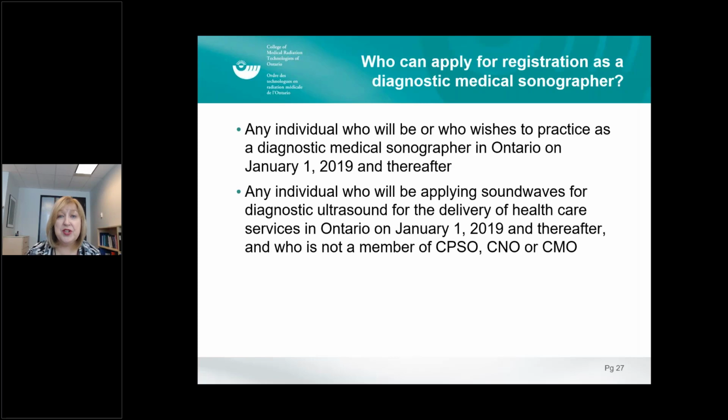Who can apply for registration as a sonographer? Anyone who wants to practice as a sonographer in Ontario after January 1, 2019 and thereafter. That includes individuals who are currently outside the province who think that they may want to come to Ontario sometime after January 1, 2019. And also any individual who will be applying sound waves for diagnostic ultrasound for the delivery of healthcare services in Ontario after January 1, and who is not a member of CPSO, CNO, or CMO.